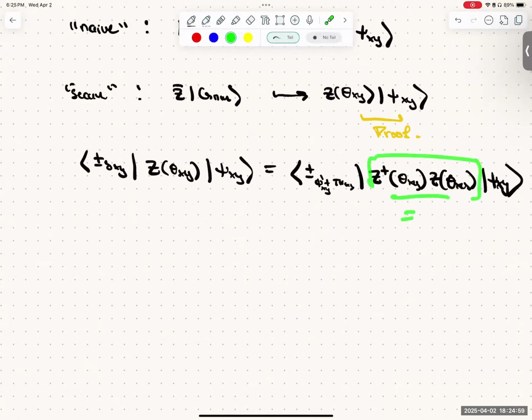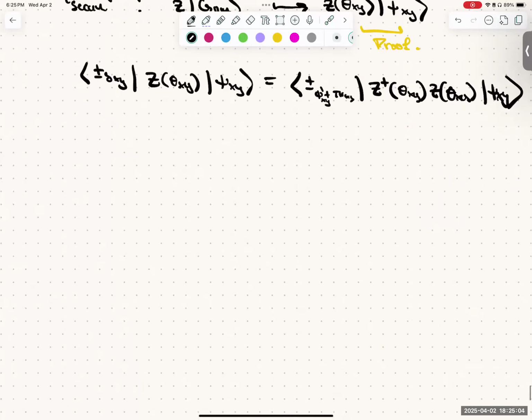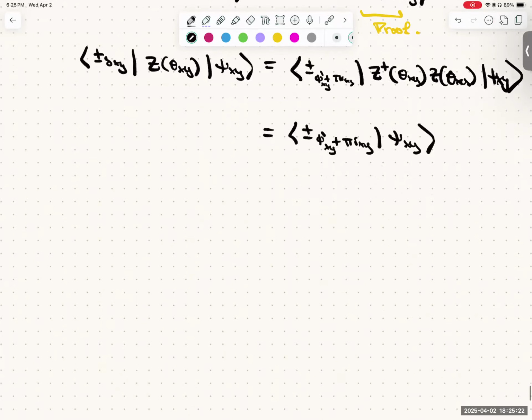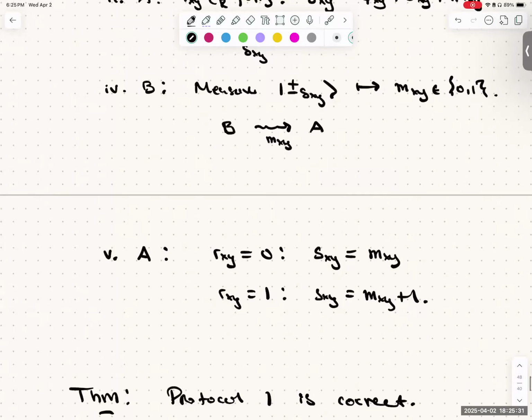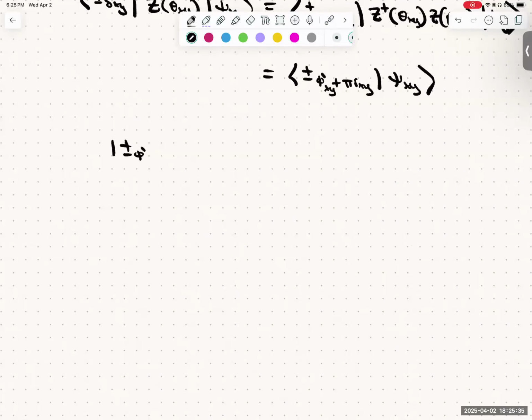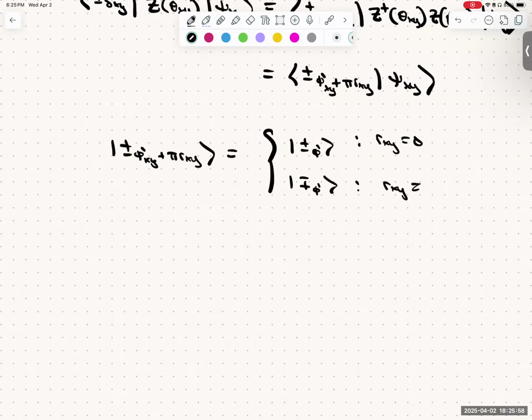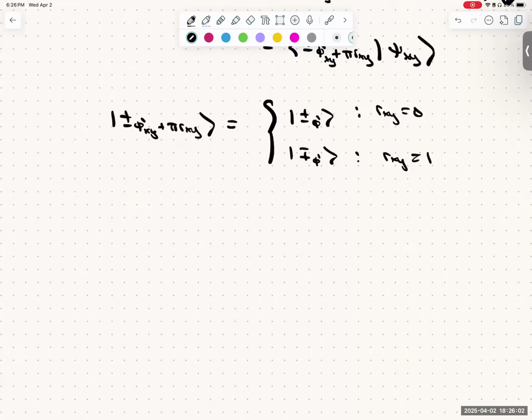So these give identity. So you just have this, and measuring, the statistics are the same as I rxy on psi xy. And now we can see where this flip that Alice is doing over here is coming from, because plus minus phi prime xy plus pi rxy is equal to just plus minus phi prime, I'll just drop the xy's for a second, if rxy equals 0, and it's equal to minus plus phi prime if rxy equals 1. So that just means that the outcomes are flipped.